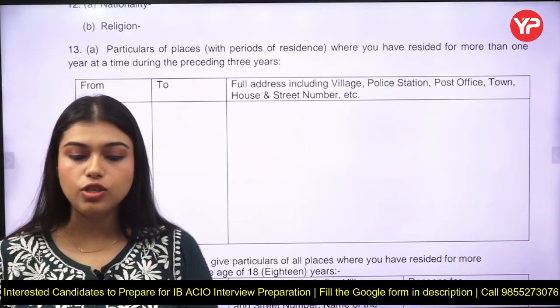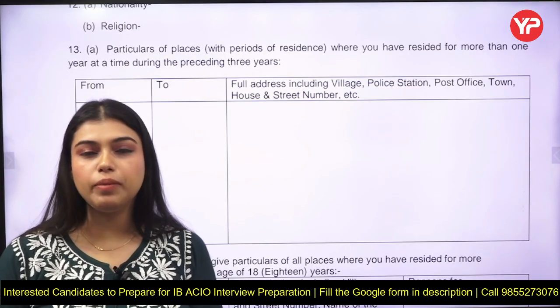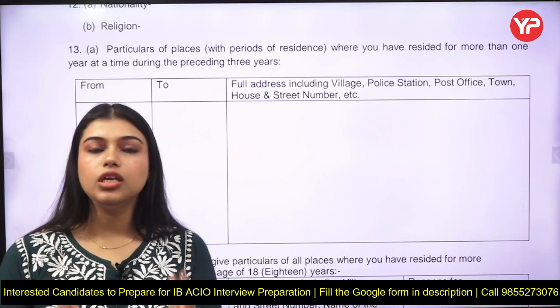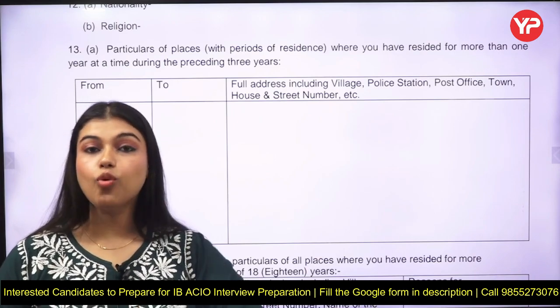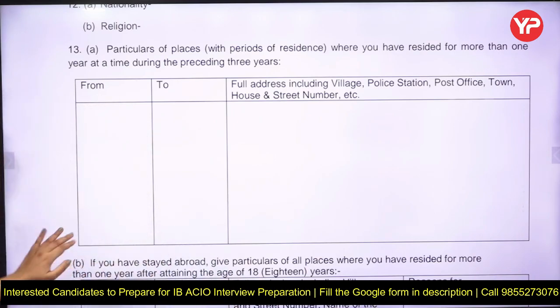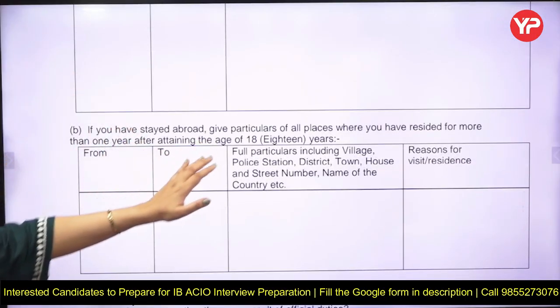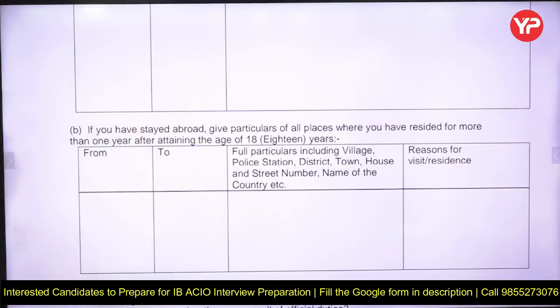It is possible that you have resided at some place for maybe 6 months. We need not mention that. We only need to mention where you have resided for more than 1 year. Got it? Next, if you have stayed abroad, give particulars of all places where you have resided for more than 1 year after attaining the age of 13.